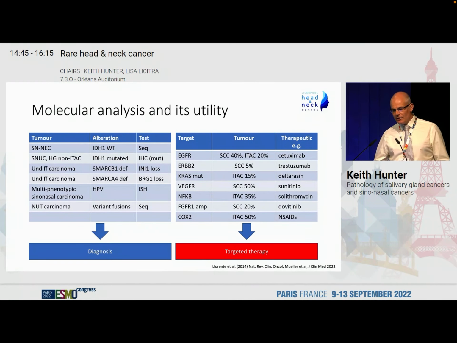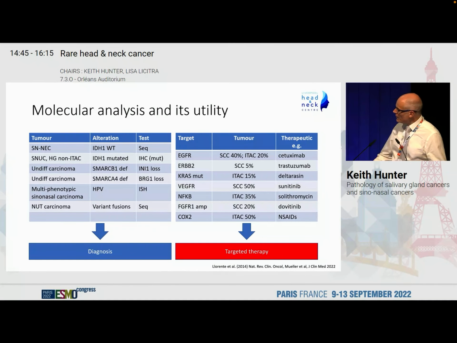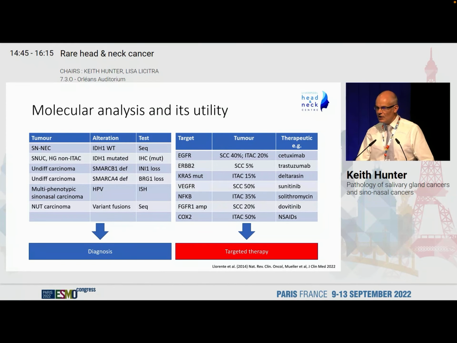Again, on molecular analysis and utility, and I'm not going to tread too much on Paolo's talk, we know that there are some features which are very useful for diagnosis. Again, the IDH1 mutation, or indeed even in some cases proving that a tumour is IDH wild type, can be very useful. With the undifferentiated carcinomas, the SMARCB1 and SMARCA4 and the SWI/SNF complex are bringing the SNUC category into the molecular age and beginning to define it into different categories of specific entities.